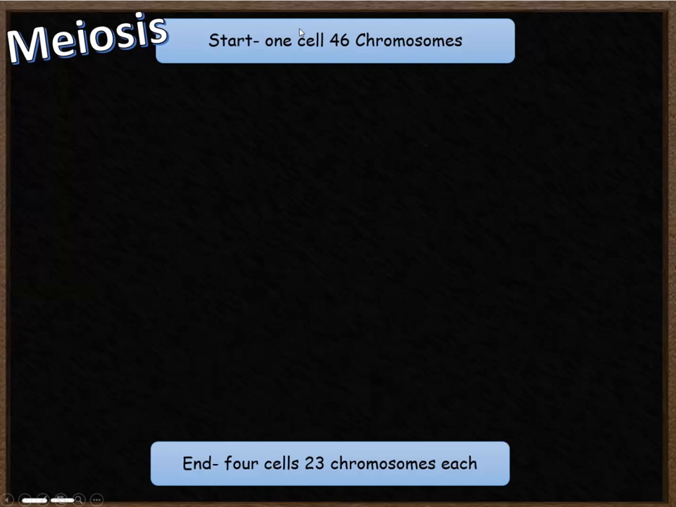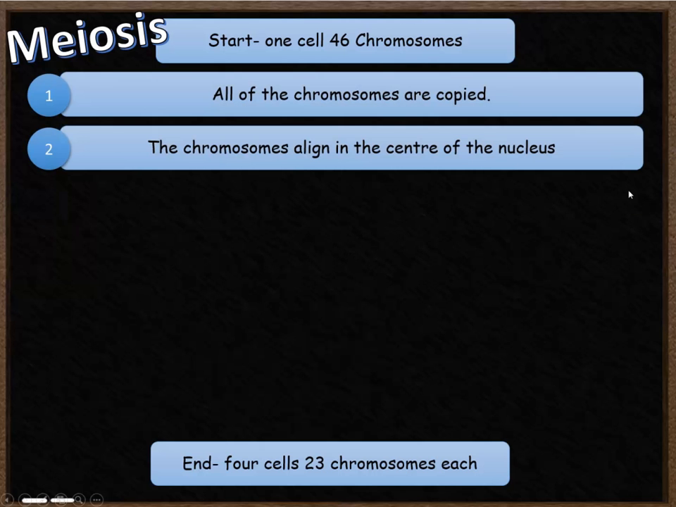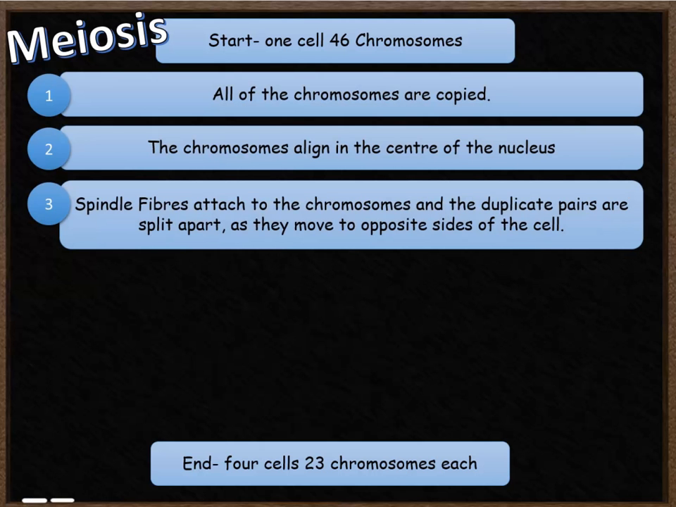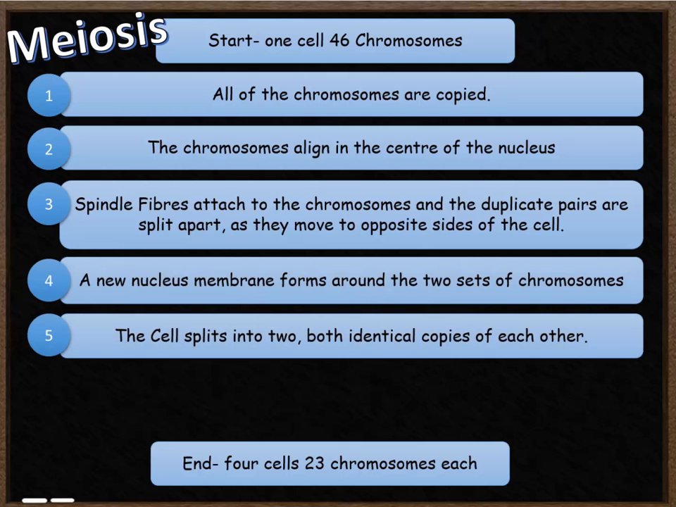So in meiosis we start off with one cell containing 46 chromosomes or 23 pairs. That's a full set. We end with 4 cells only containing 23 chromosomes each, so half the amount of genetic information we started with. The first few steps are exactly the same as mitosis. All of the chromosomes get copied, they align in the centre of the nucleus, spindle fibres attach, the chromosomes separate to opposite parts of the cell, new nuclear membranes form around the 2 chromosomes, and that cell splits into 2. So those first few steps are exactly the same as mitosis. If you look back, I just copied and pasted it.